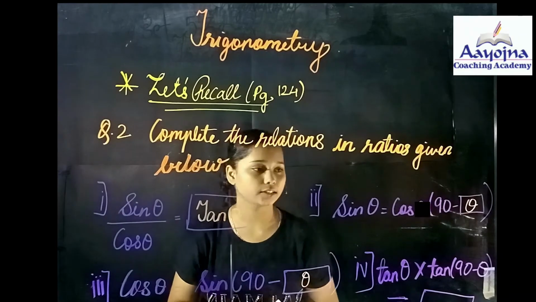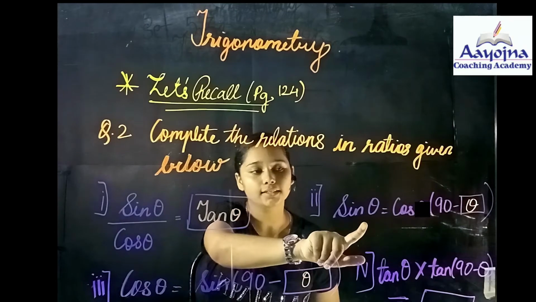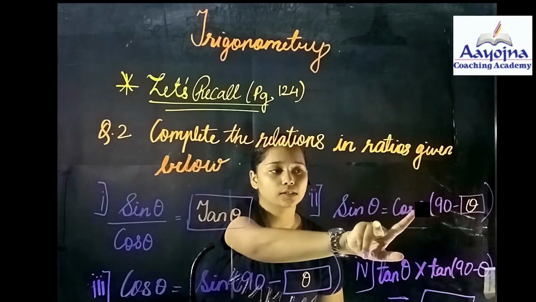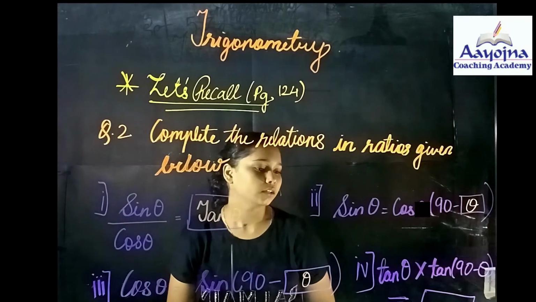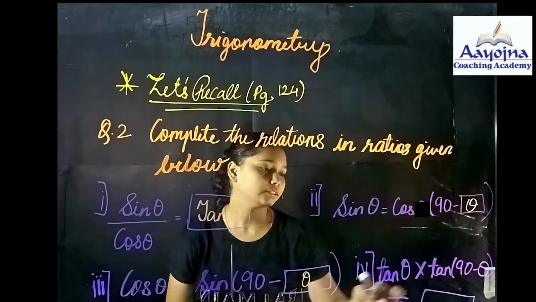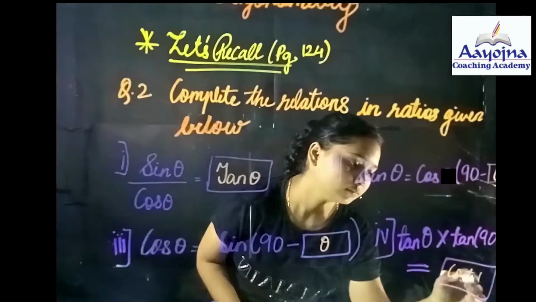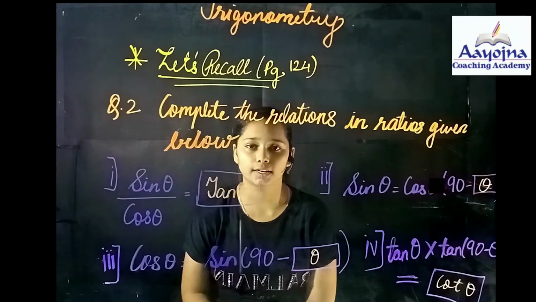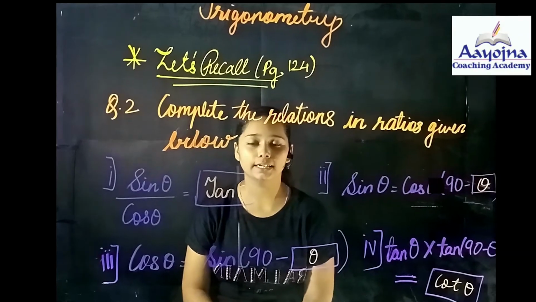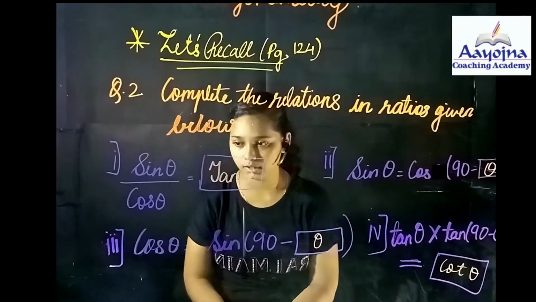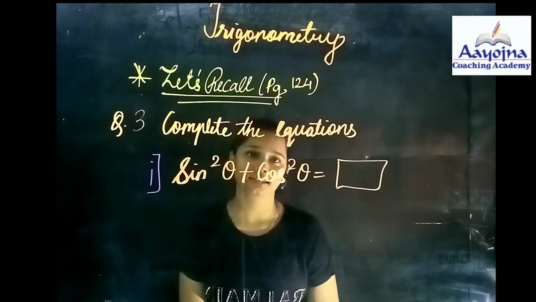Now here if you see in the second and the third one, we are just changing sin and cos. Sin theta is equal to cos 90 minus theta, and cos theta is equal to sin 90 minus theta. Next is tan theta into tan 90 minus theta is equal to cot theta. So these four identities we have studied in standard 9. This was just a recap. But we have to remember these identities as well, as they are important for us right now to solve the sums.